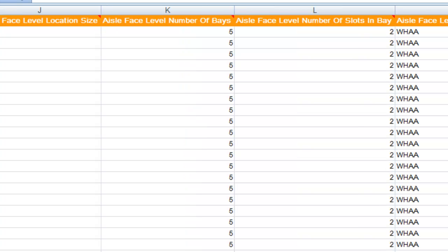Number of bays indicate the number of bays in the UL face. A bay is typically associated with space between the upright supports in racking or shelving. Number of slots in bay indicate how many slots there are in the bay. Slots are logical subdivisions of a bay and represent discrete storage locations.